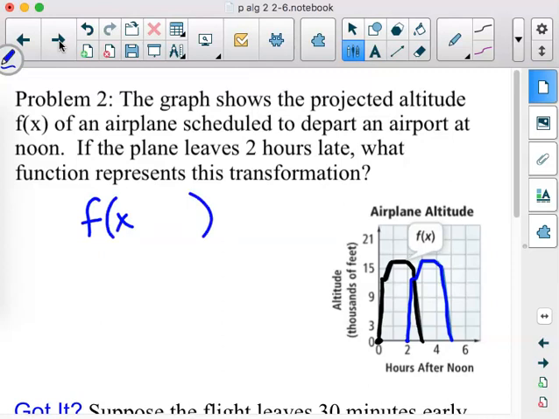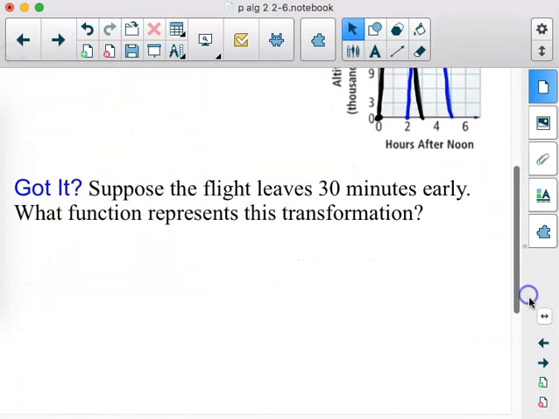Now what else do I remember about things with x? Oh, they're always the opposite of what I think they should be. So if I go 2 to the right, I would be thinking that's a plus 2, but it's not. It's a minus 2. So there it is. F of x minus 2. Whatever you have with the x, think opposites.